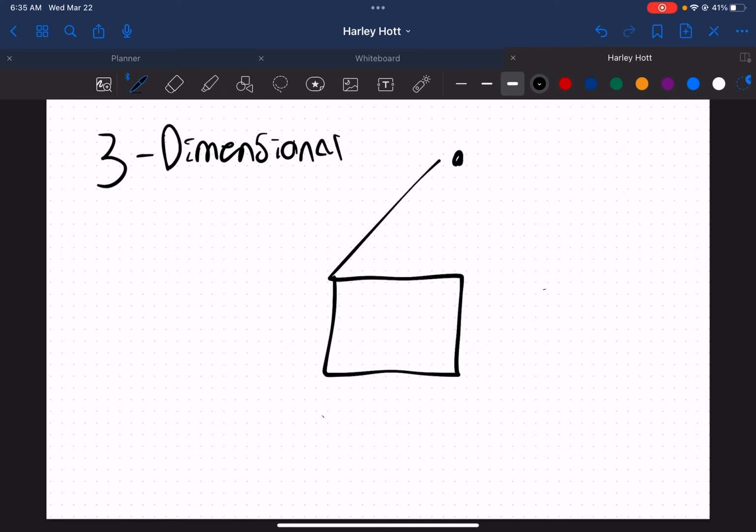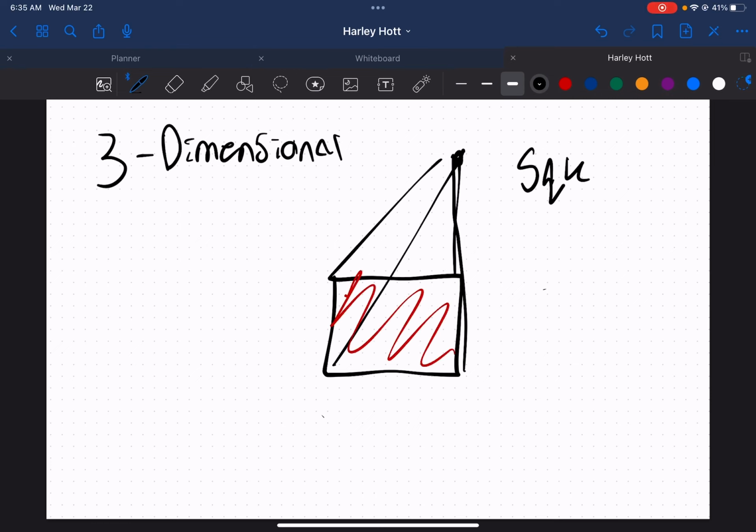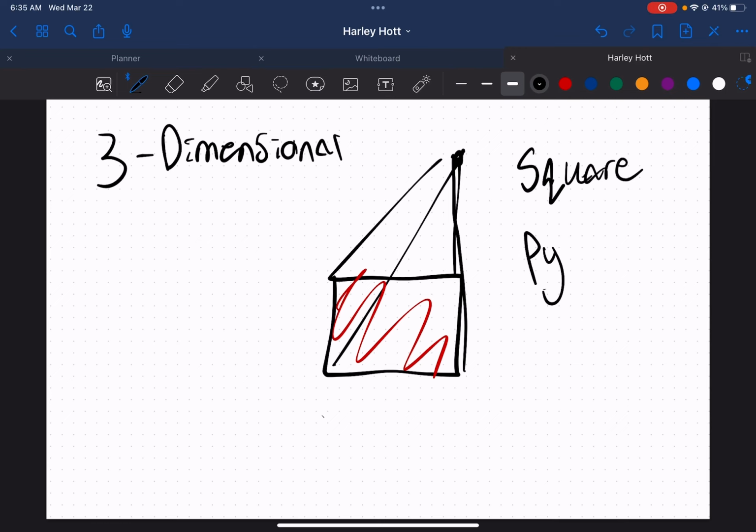If all the sides, rather than going straight back, all go straight to one point, that gives us what is called a square pyramid, because we started off with a square. We have a square base, but rather than a square prism, we get a square pyramid.